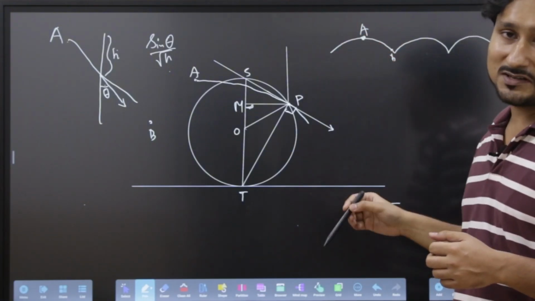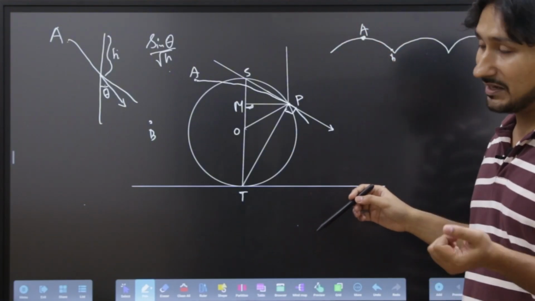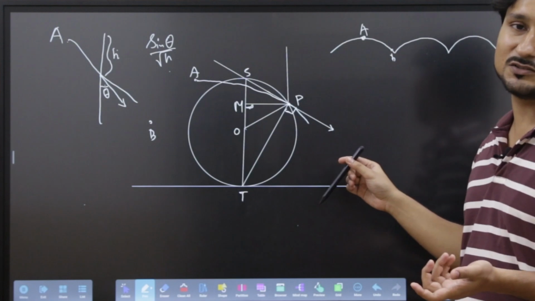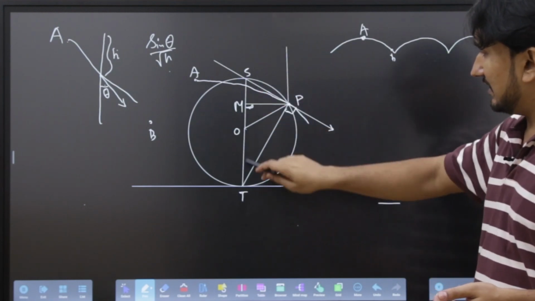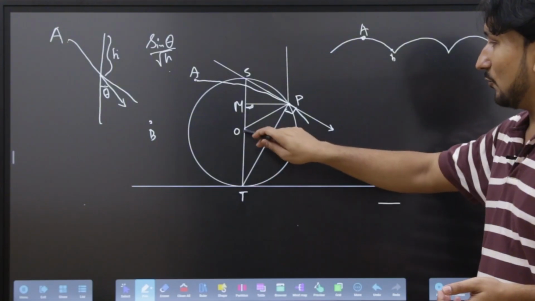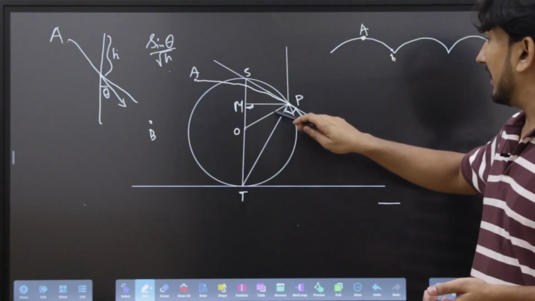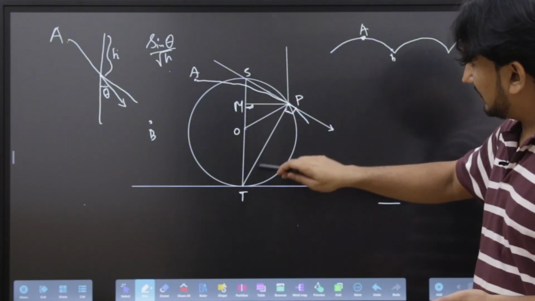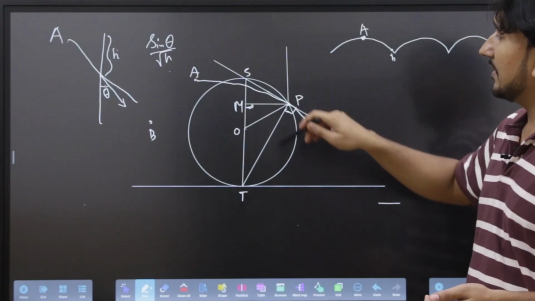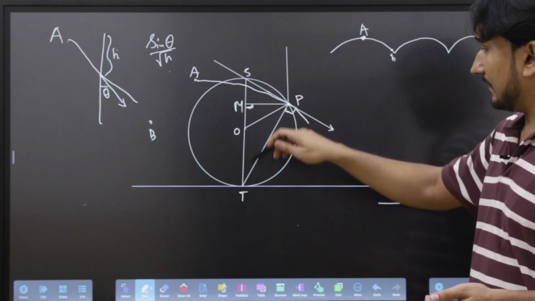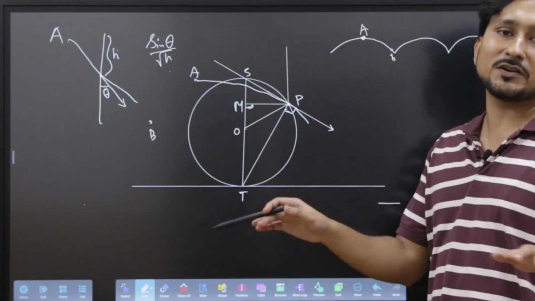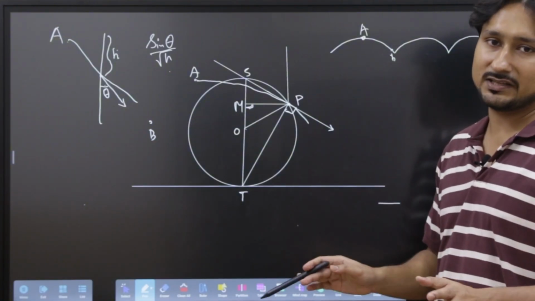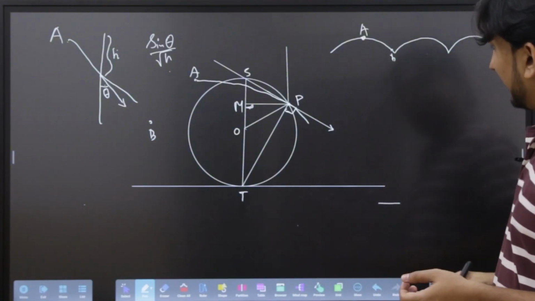Also, one thing I haven't mentioned, but those of you who know circles should know that as ST is the diameter and O is the center, this triangle STP is a right angle triangle and S is on the circle. These are all properties of circles and rotational motion. Okay. So what's the next step?